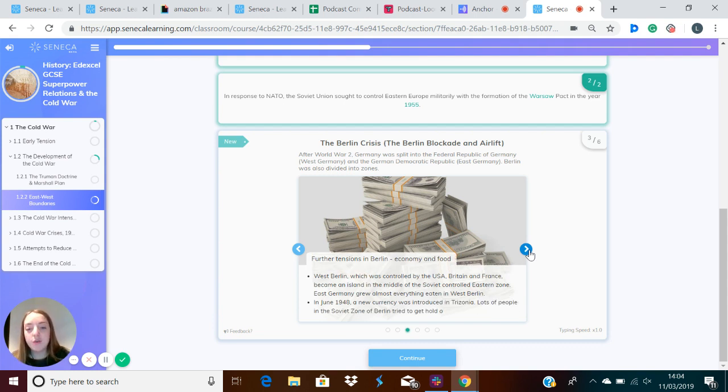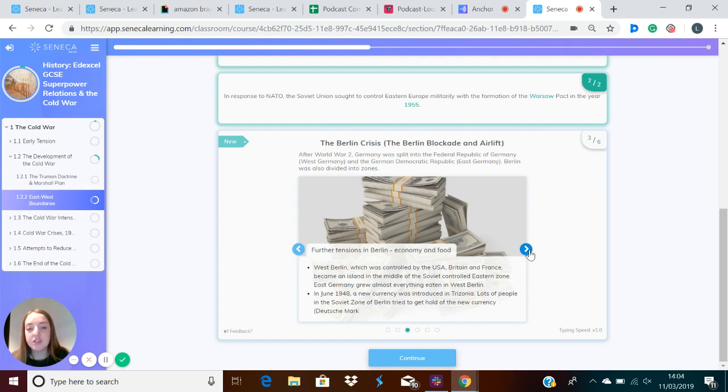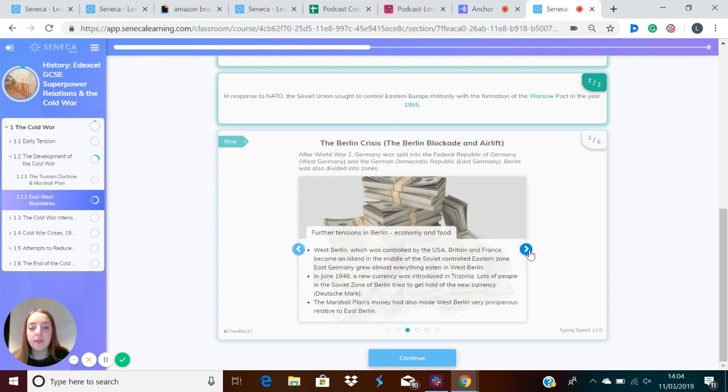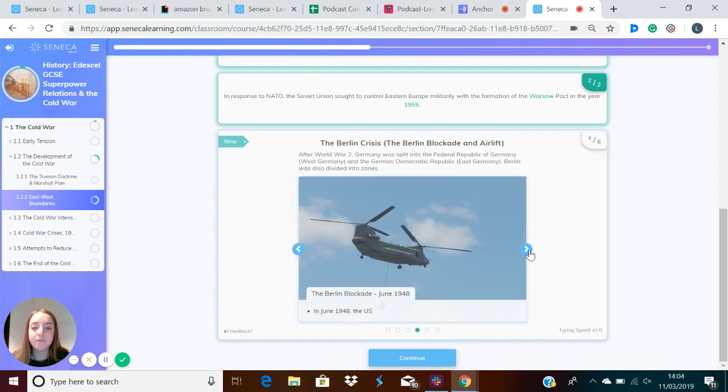In June 1948, a new currency was introduced in Trizonia. Lots of people in the Soviet zone of Berlin tried to get hold of the new currency. This currency was the Deutsche Mark. The Marshall Plan's money had also made West Berlin very prosperous relative to East Berlin.